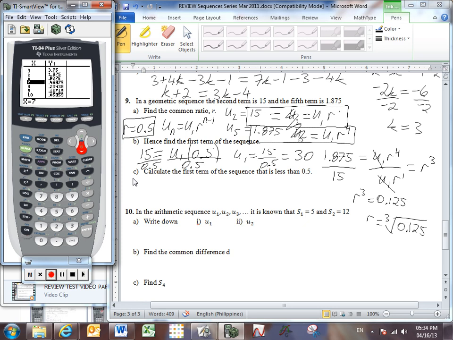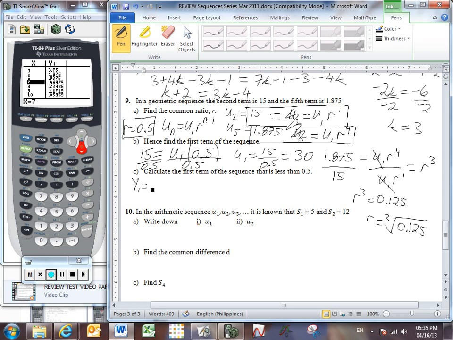So I'll just explain what I've done then. I first said that y1 was equal to my function of 30, my first term, times r to the power of n minus 1, or x minus 1. And so now I've got my x and my y1. My row where it was too big, and my row where it had finally gotten less than 0.5 at 0.46875, and therefore the 7th term will be the first one that is less than 0.5.